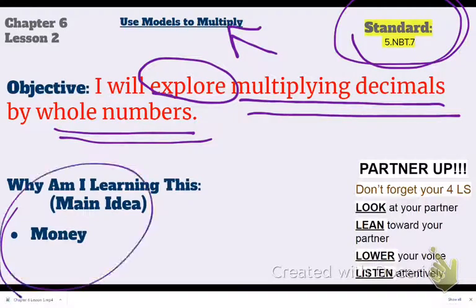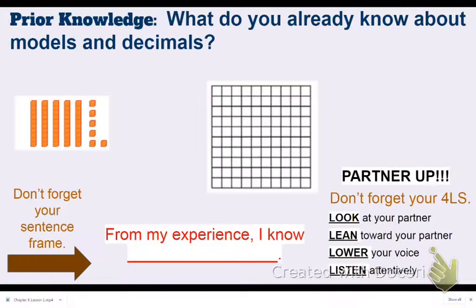Why, Mrs. Wilhite? Well, I shared with you yesterday that when you have whole numbers and decimals that are being multiplied, it has a lot to do with money. We want to be able to figure out if we have enough money in our pocket to buy something in a store. We don't want to go up to the cashier with these items and not have enough money. So that's why we're learning this skill today. It'll help you when spending money. All right, Bobcats, what do you already know about models and decimals?